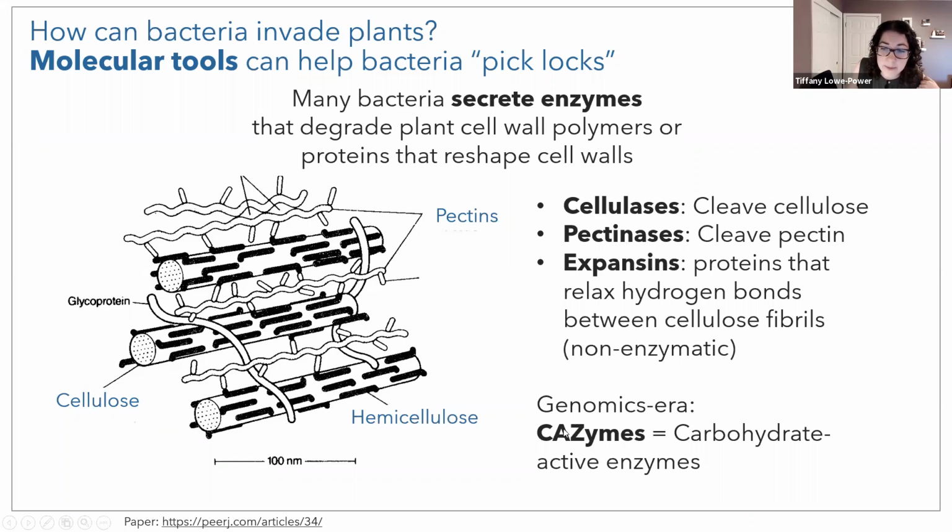And then something you'll run into, especially I think as time goes on in the genomics era, is that sometimes we don't know exactly what we're looking at, whether we see a gene for a cellulase or a pectinase. But we can predict that it's something approximately in that category. And so people started to call them CAZymes, which are carbohydrate active enzymes.